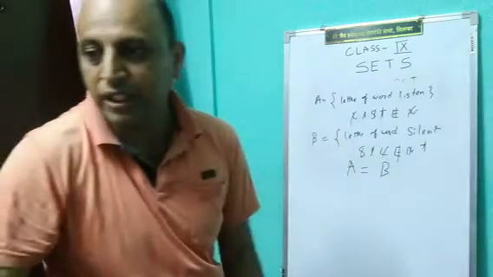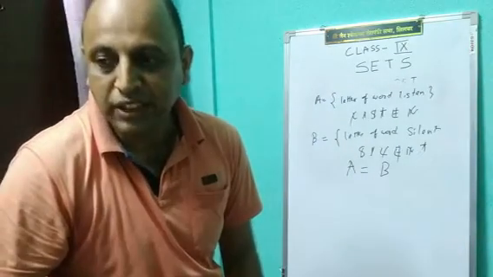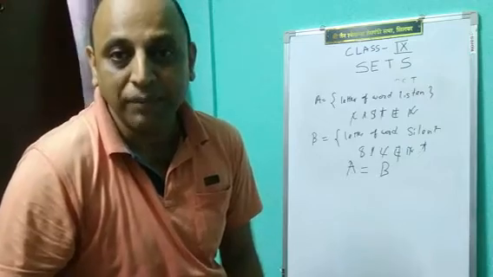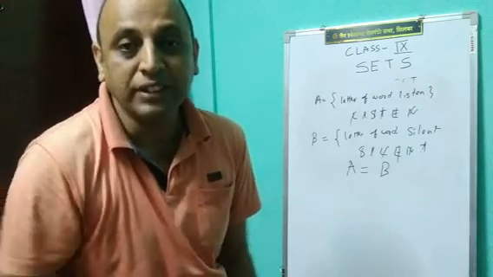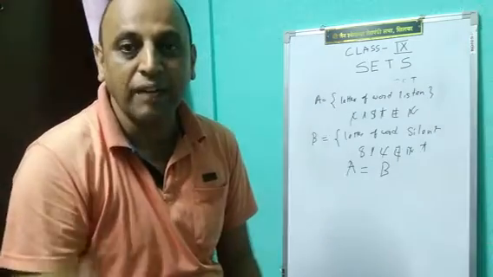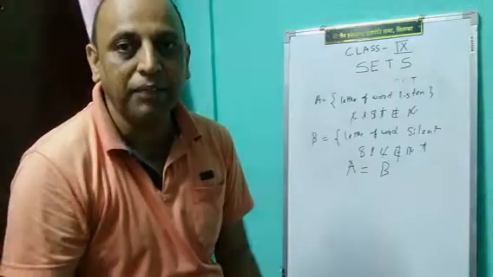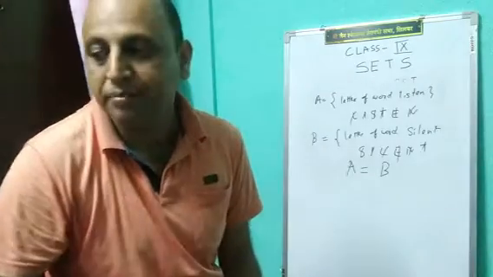Hopefully this is understandable. Two sets are said to be equal when the number of elements is the same. That is, every element of set A is an element of set B, and every element of set B is an element of set A.